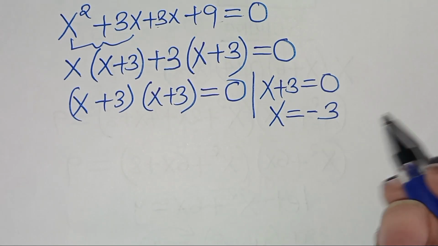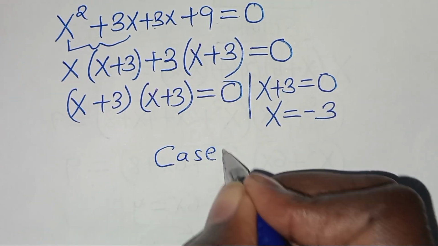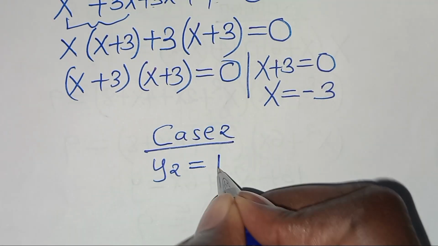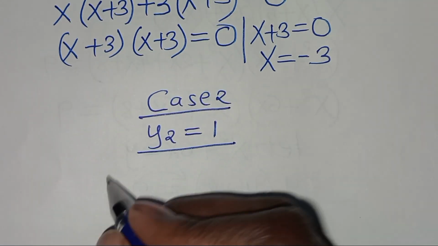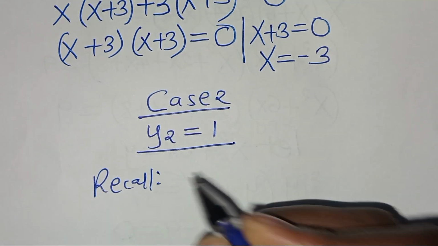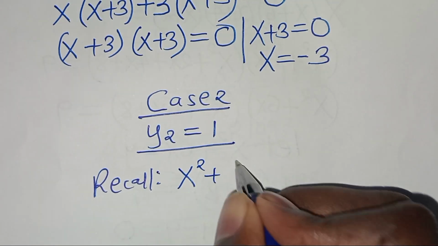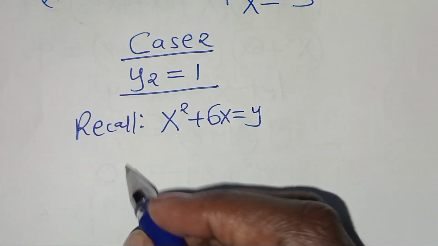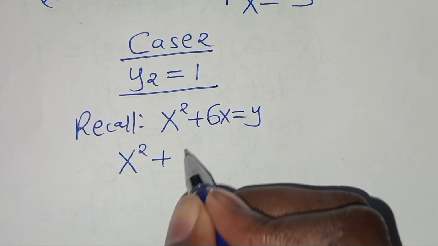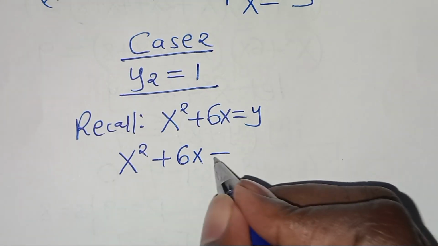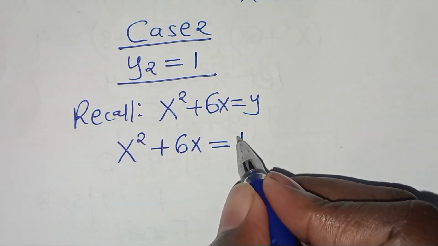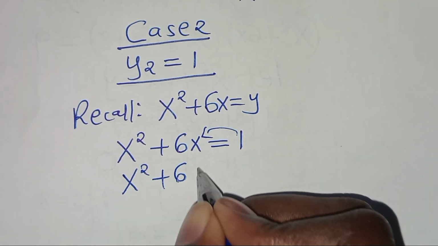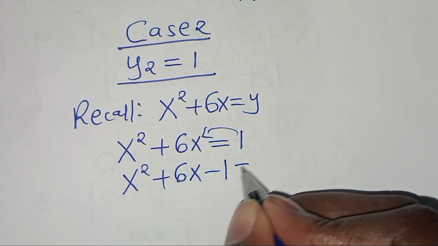So let's proceed to case 2 here. In case 2, we have that y2 is equal to 1. And if you recall, we have that x squared plus 6x is equal to y. Substituting y, which is 1, we have x squared plus 6x equal to 1. Now let's take 1 to the left hand side so that we have x squared plus 6x minus 1 equal to 0.